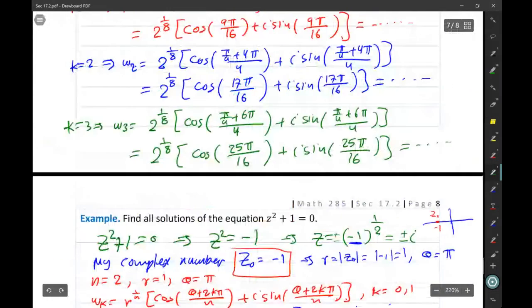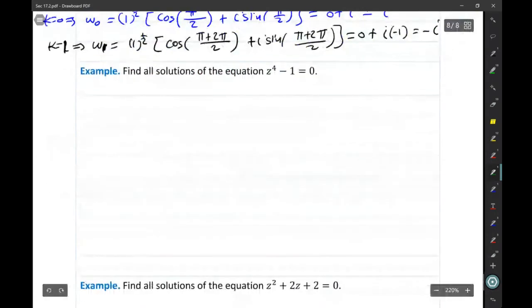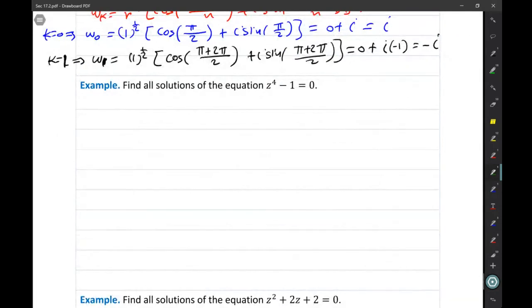Any question for this example? Okay, let's do the next example.